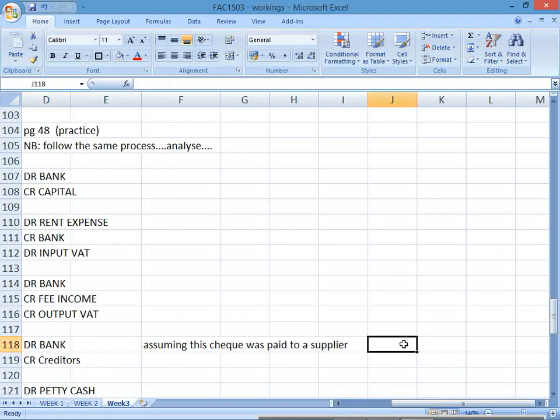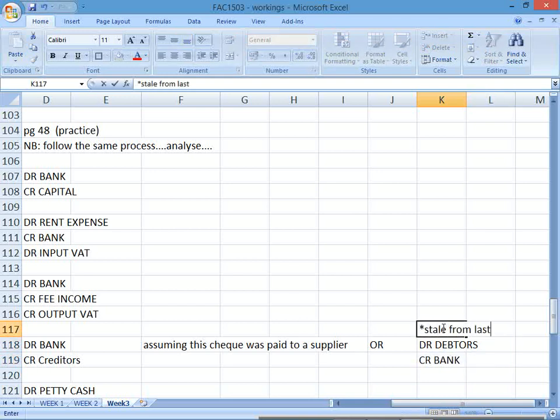Or if you interpreted it this way, you could have done it the other way around, where you thought this was a debtor. That's possible. If you thought this was a debtor, then this would have been a check that you received from a debtor. So if you received a check from the debtor, you would have debited the bank and credited the debtors. So now you would debit the debtors and credit the bank. Okay, it's kind of like a stale check. Asterisk, stale check from last week. So we know that stale checks get reversed out in the cash.